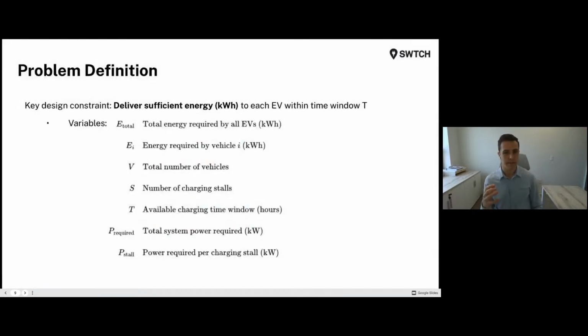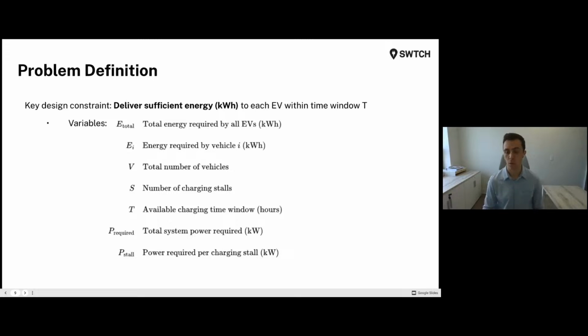And so how do we define this? How do we define the amount of energy needed every evening for a building to dispense to the electric vehicle chargers and vehicles? And so just a quick summary of some variables that I'll be referencing. The total energy required by all EVs is our end goal, but we have to then break that term down into a number of variables.